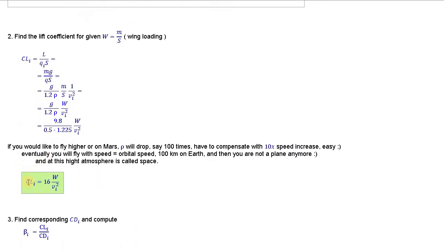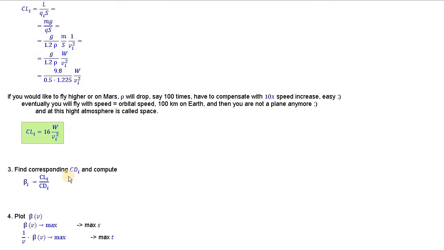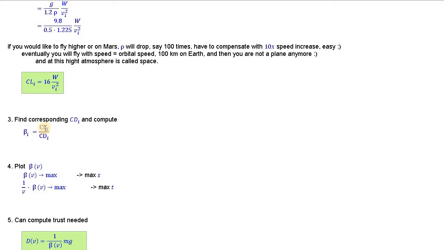Okay, so the second step: you have to find the lift coefficient that is needed to lift the plane for the given wing loading and for the given speed. Next, if you know the lift coefficient, you can get the drag coefficient from those curves obtained by XFoil. And then you can get the beta number by dividing the lift coefficient by the drag coefficient.